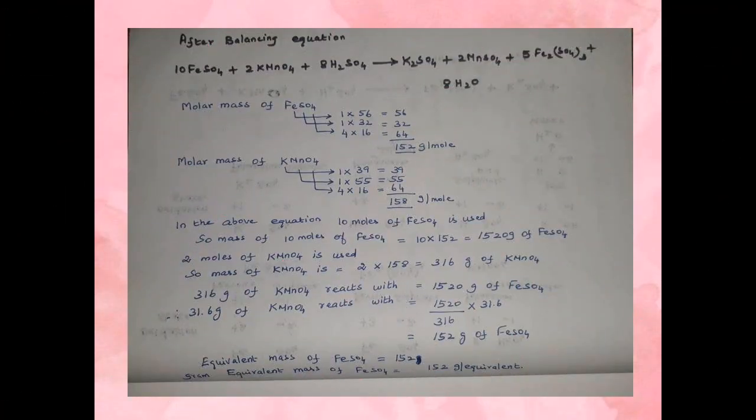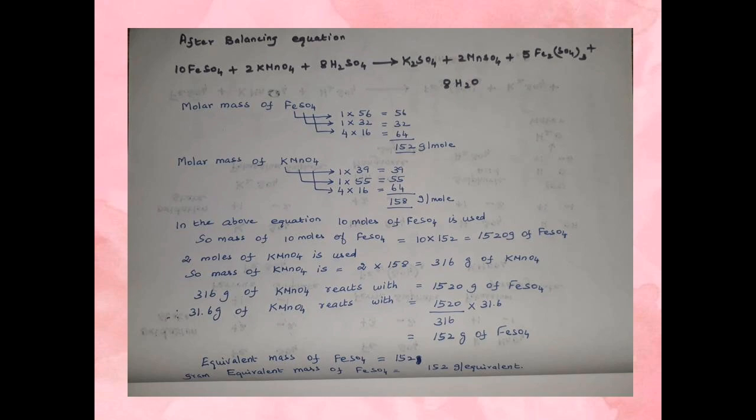After balancing the equation, we get that 10 moles of ferrous sulfate react with 2 moles of KMnO4 and 8 moles of sulfuric acid. It gives 1 mole of potassium sulfate, 2 moles of manganese sulfate, 5 moles of ferric sulfate and 8 moles of water.